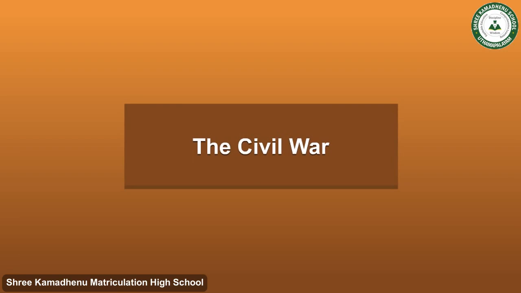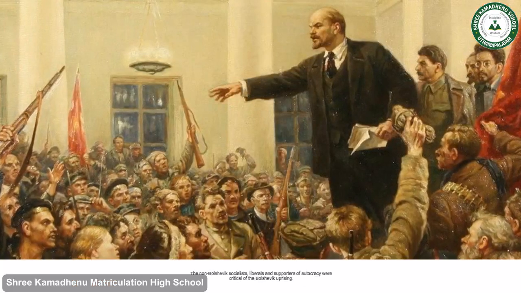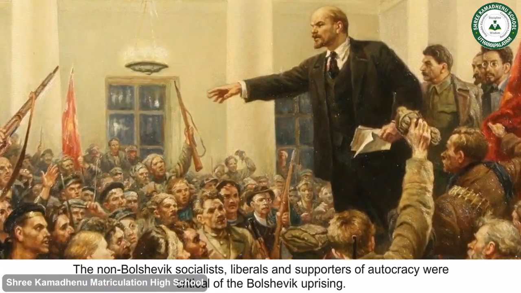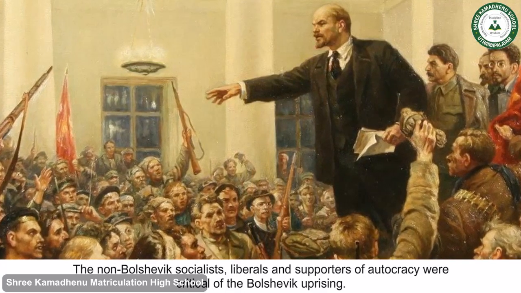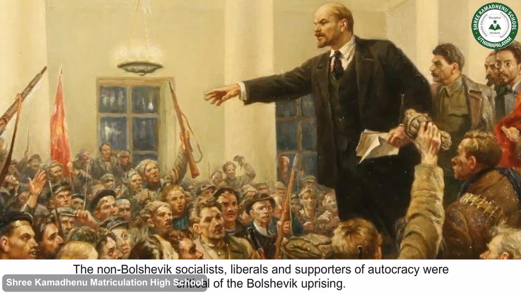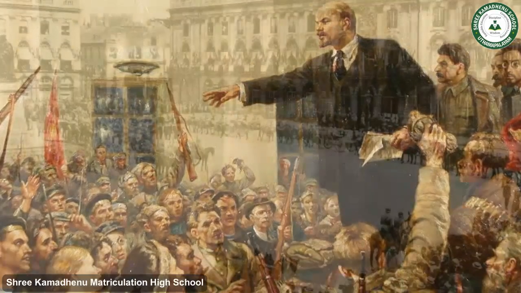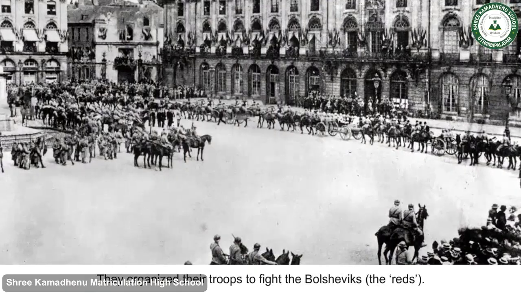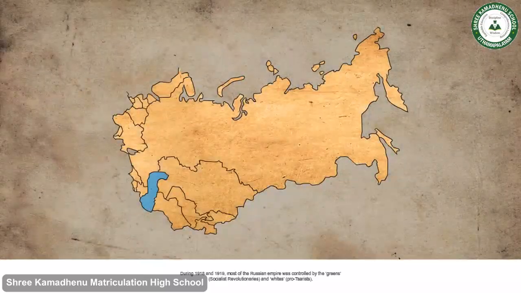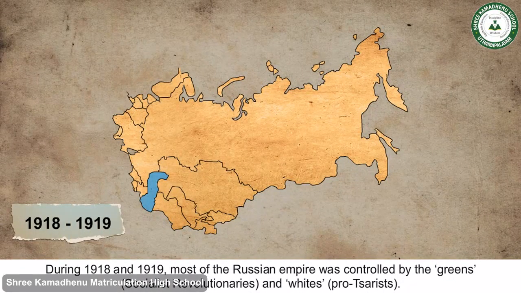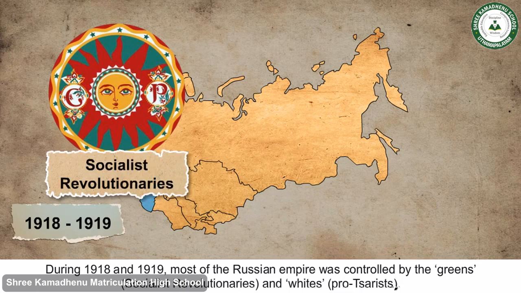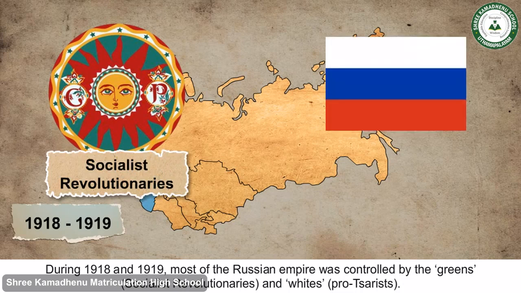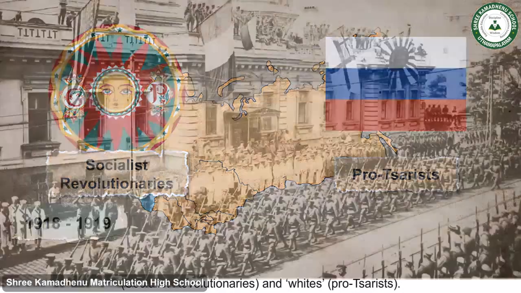The Civil War. The non-Bolshevik socialists, liberals, and supporters of autocracy were critical of the Bolshevik uprising. They organized their troops to fight the Bolsheviks, the Reds. During 1918 and 1919, most of the Russian Empire was controlled by the Greens, socialist revolutionaries, and the Whites, pro-Tsarists.